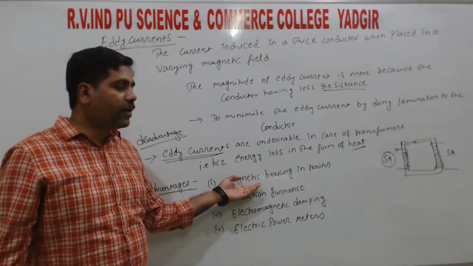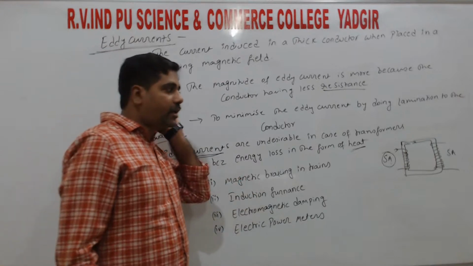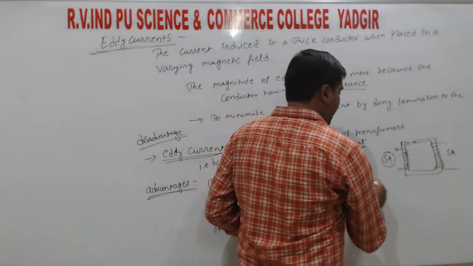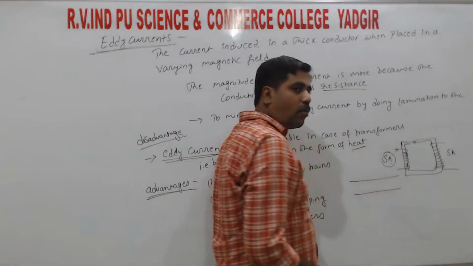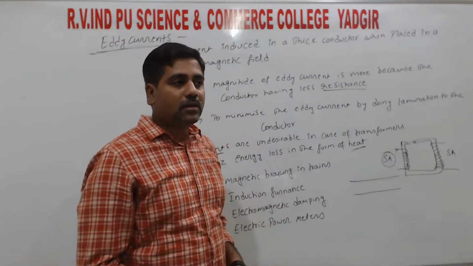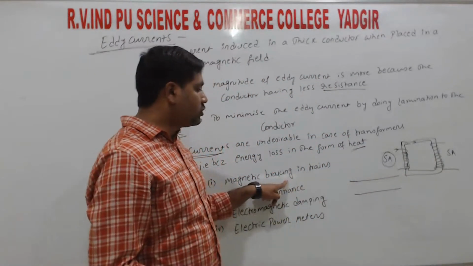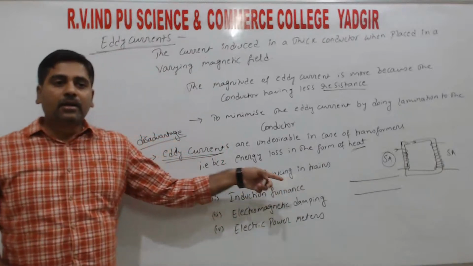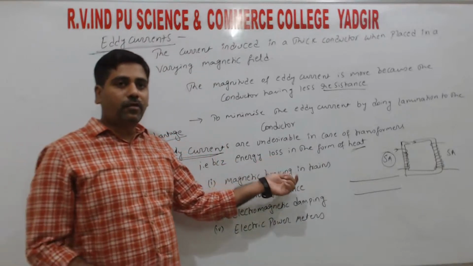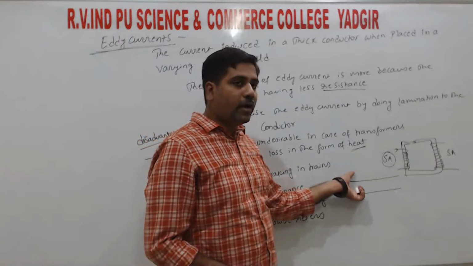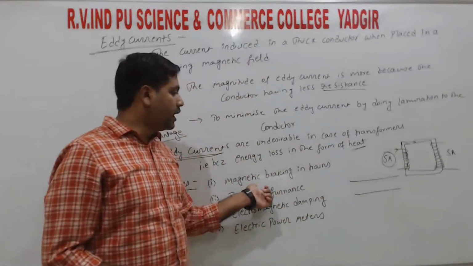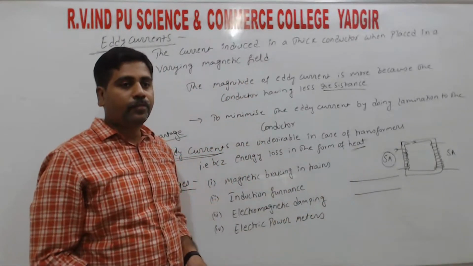So that is magnetic braking in trains. Magnetic rails, rails means track. On the magnetic tracks, electromagnets are mounted, right? It works only in electric trains. So for the electric trains, we use the magnetic braking system.